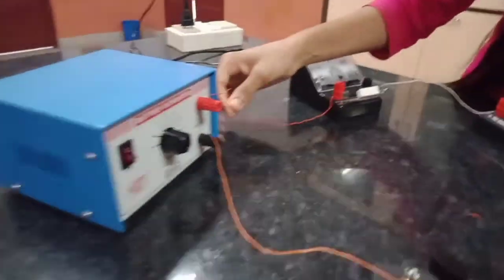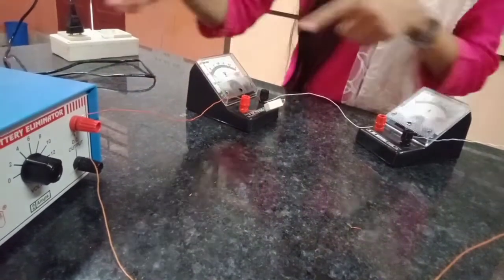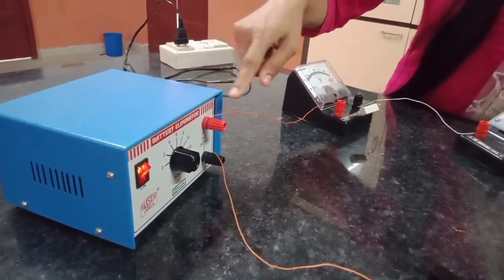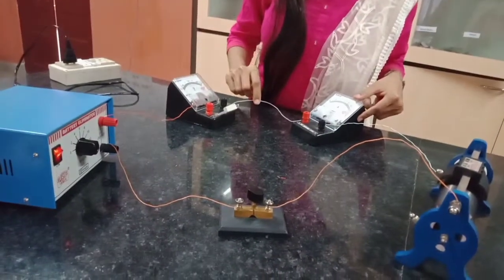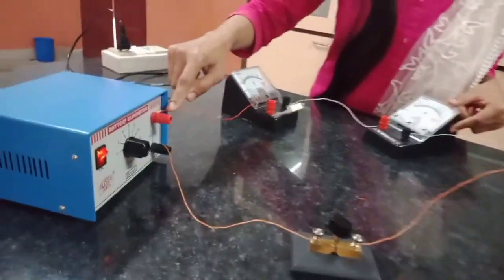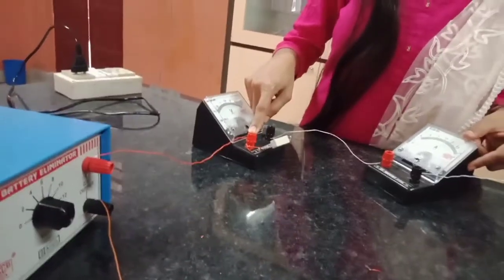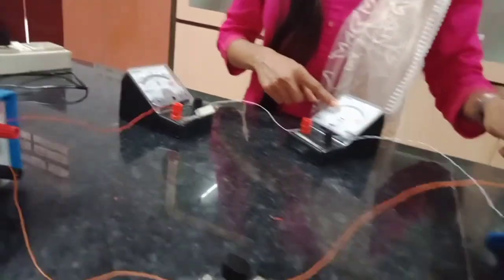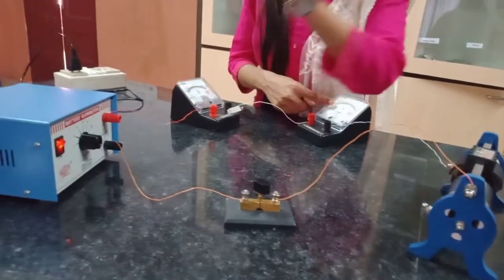So the connection is: the current is passing as soon as we switch on the battery. The current will start to move through this circuit, and this is typically a closed circuit, right? The positive terminal of this battery eliminator is connected to the positive end of this voltmeter. The current passes through the voltmeter to the ammeter, through the ammeter to this rheostat, then to the key, and finally back into the battery.